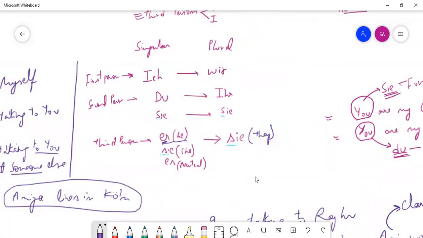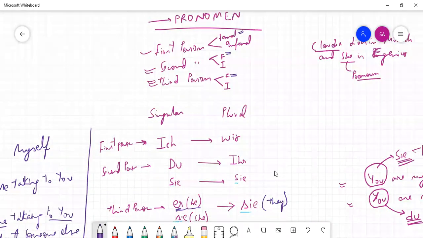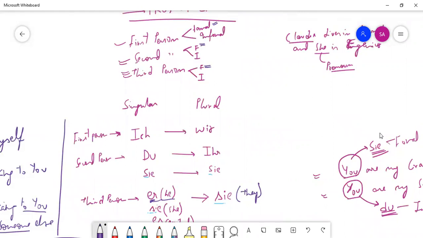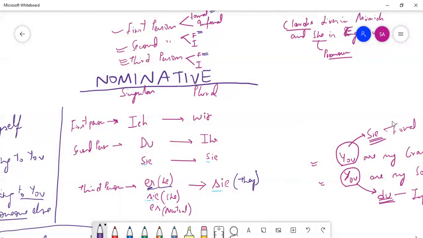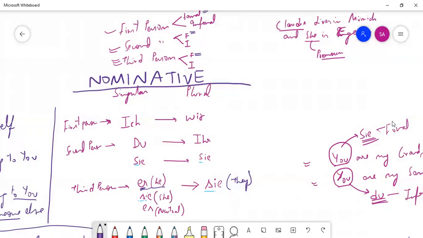So just to repeat, ich will be used when I'm talking only about myself. One small thing I wanted to tell you, I don't want to frighten you, but whatever we are learning today is, by the way, known as the nominative pronoun. All that stuff, ich, du, sie, er, sie, es, these are all known as nominative. Later on will come accusative, and then we will come upon dative.